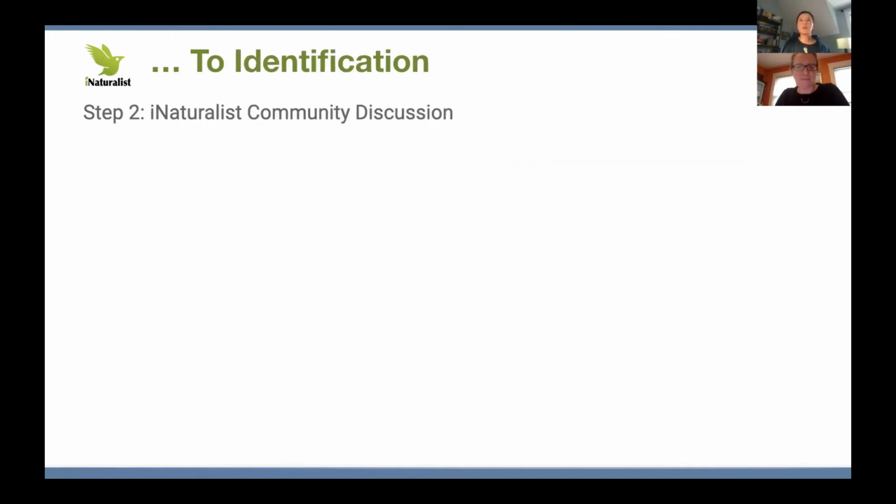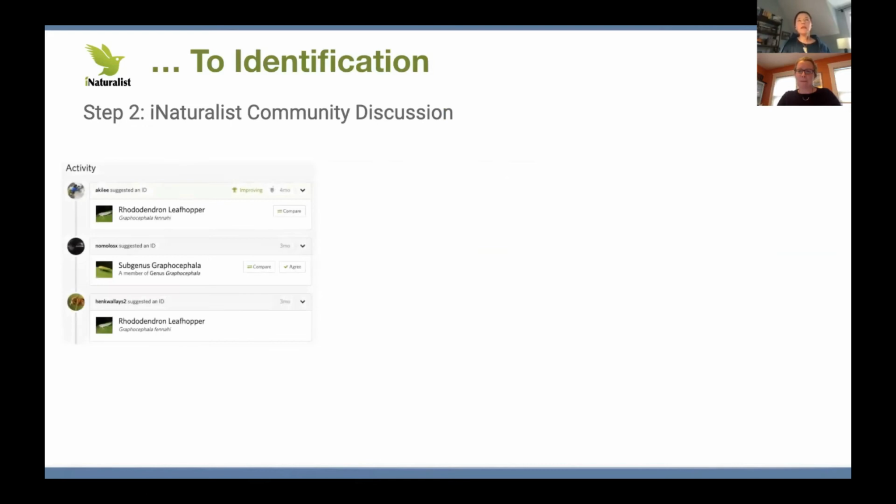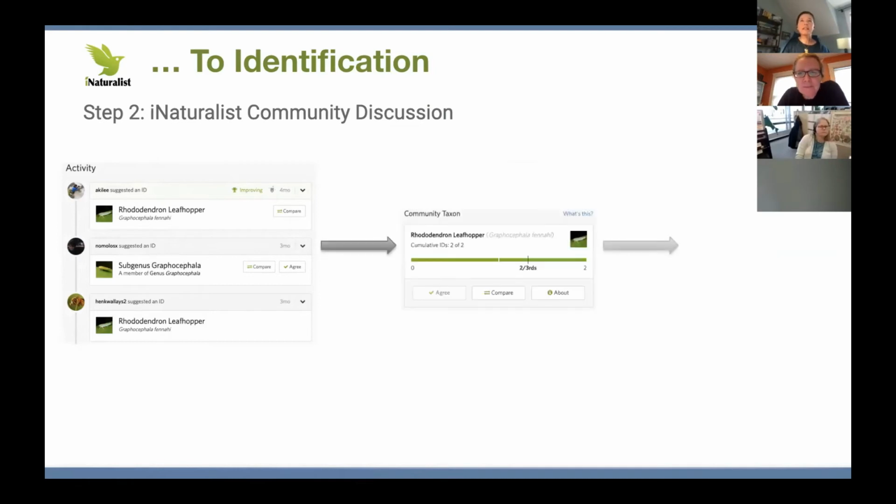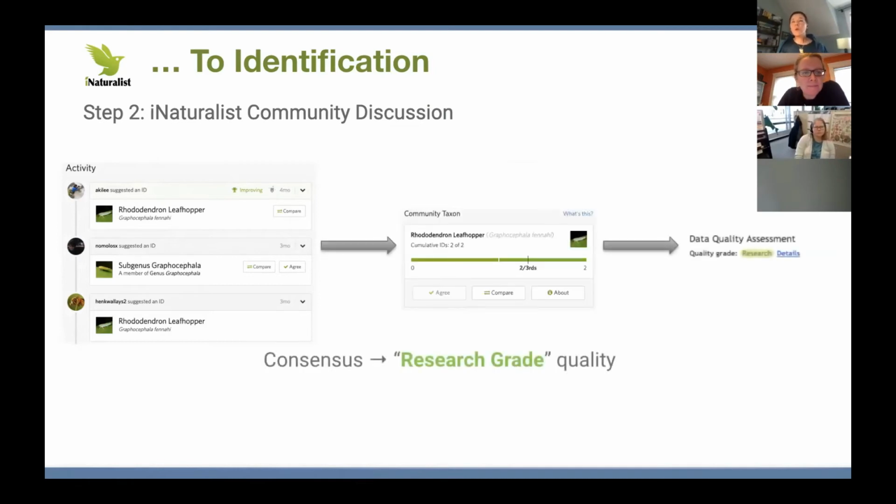So how does it work? Here you see that I did upload, and actually I made an identification right away because I'm getting familiar with this kind of leafhopper. And fairly quickly, it got two other identifications by the community. So with my identification, it reached a cumulative identification, two similar identifications to species. Two were good enough in this case to bring a research grade. Additionally, we got a third one.